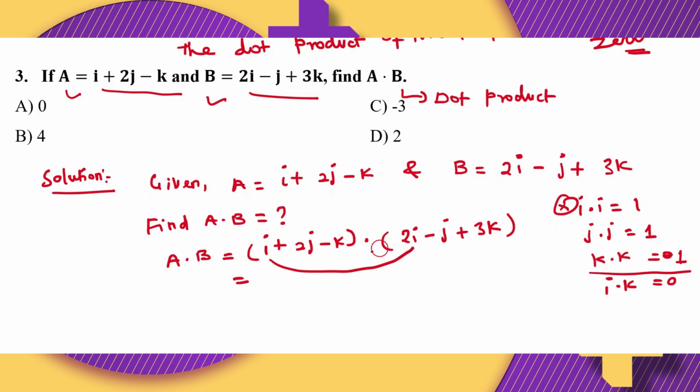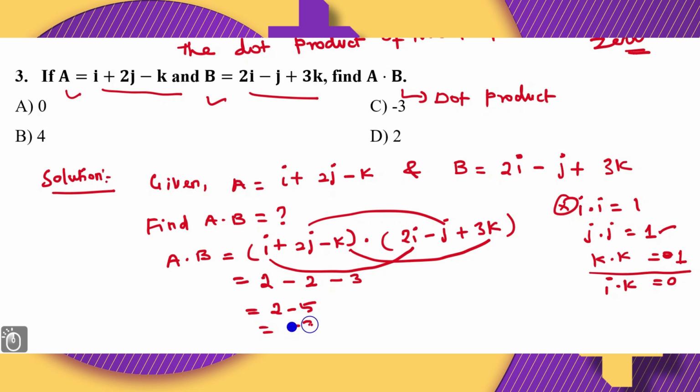So i dot i is equal to 1, remaining 2. Then j dot j is 1, so minus 2. Then k into k is 1, so minus 3. So 2 minus 5, so minus 3. The answer will be minus 3, option C. Option C is the correct answer. Okay, I hope you understand.